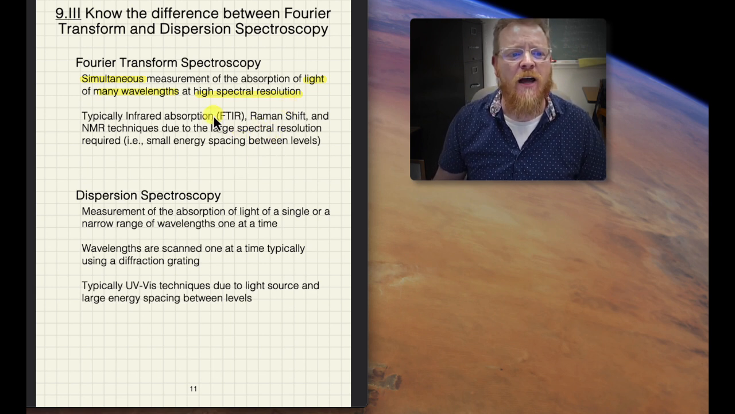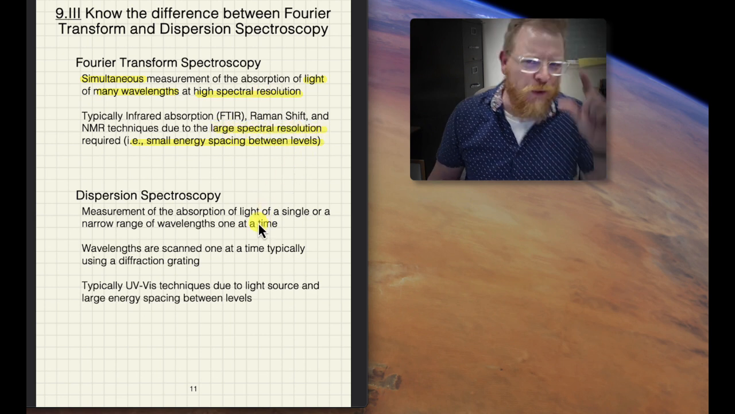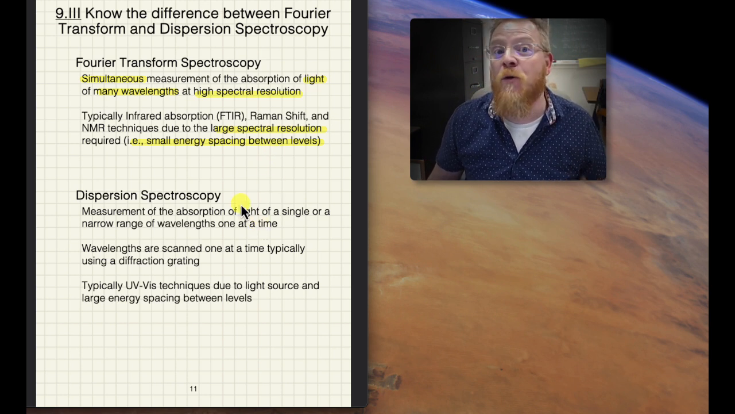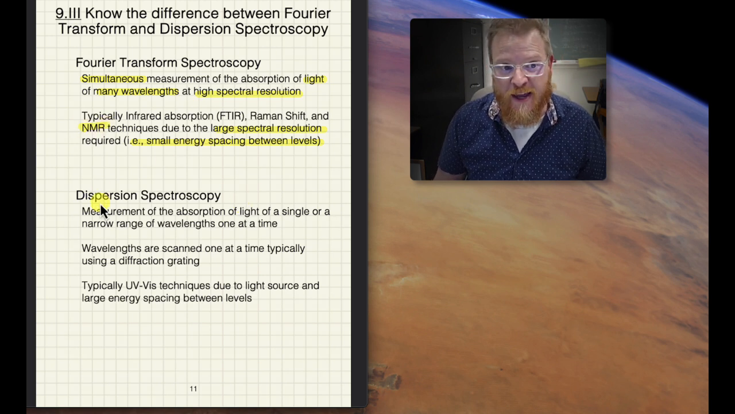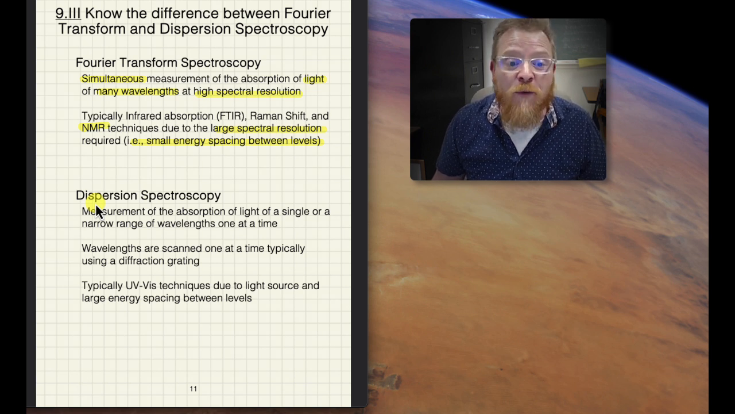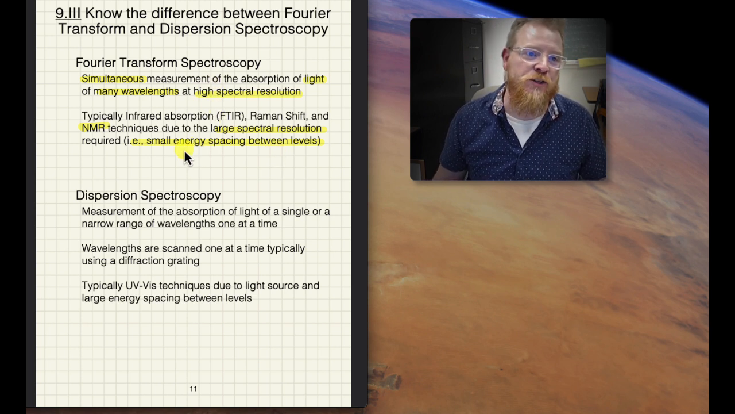Typically this has to be any type of mode with small energy spacing between levels due to the large spectral resolution required, right? So the smaller the energy spacing is between levels, let's say with rotations or vibrations, or even nuclear spin states with NMR, we have to have a really, really high resolution to be able to do that. So the FT gives us that resolution.